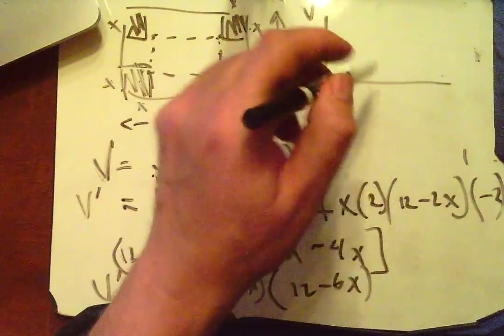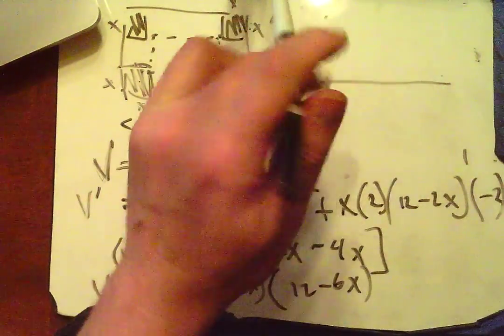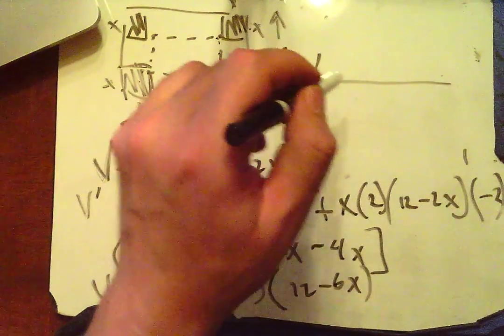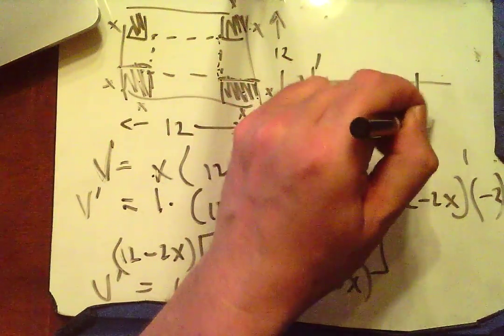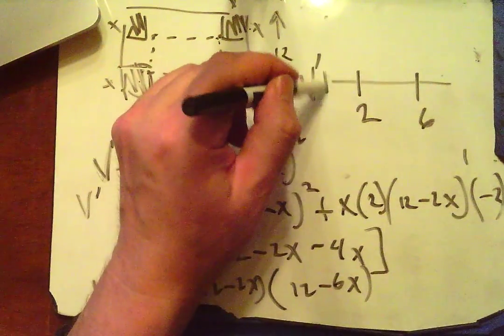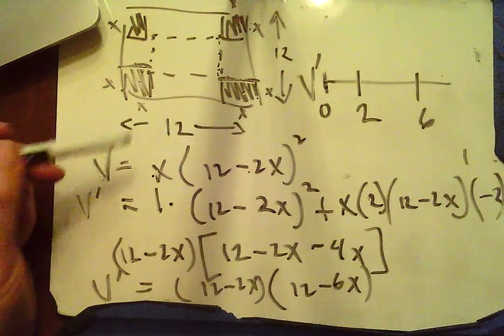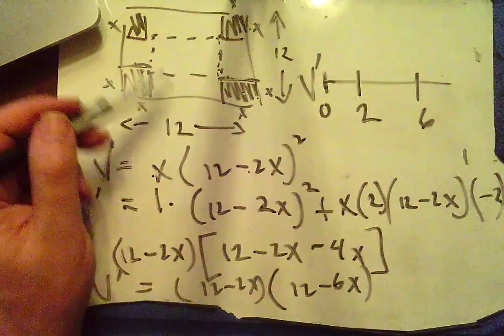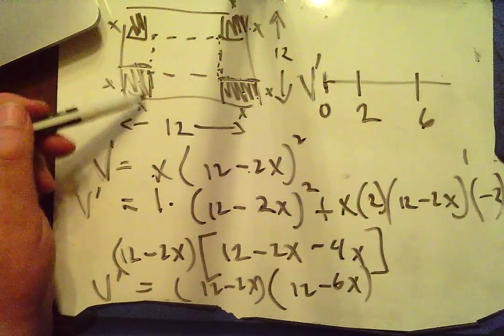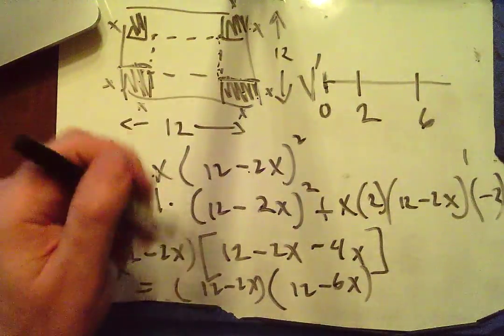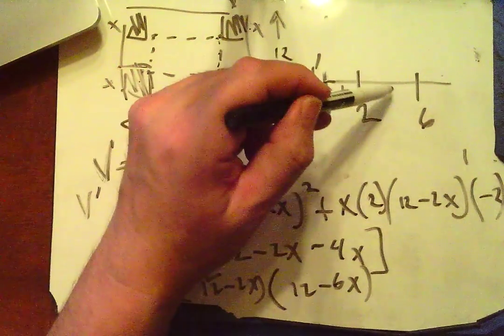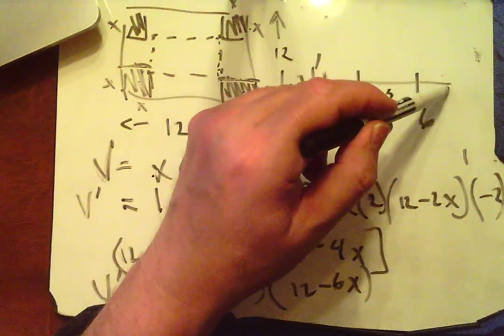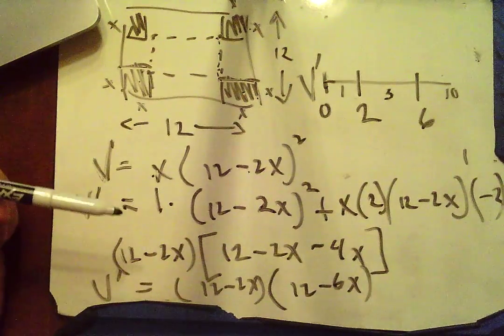So if I were to make a v prime sign chart, actually not a graph, a v prime sign chart with 2 and 6 on it, I might also think to put 0, because the smallest x can be is 0, right? I can't cut a negative side length out. So I'm going to test 1, I'm going to test 3, and I'm going to test 10. Let's see what happens.